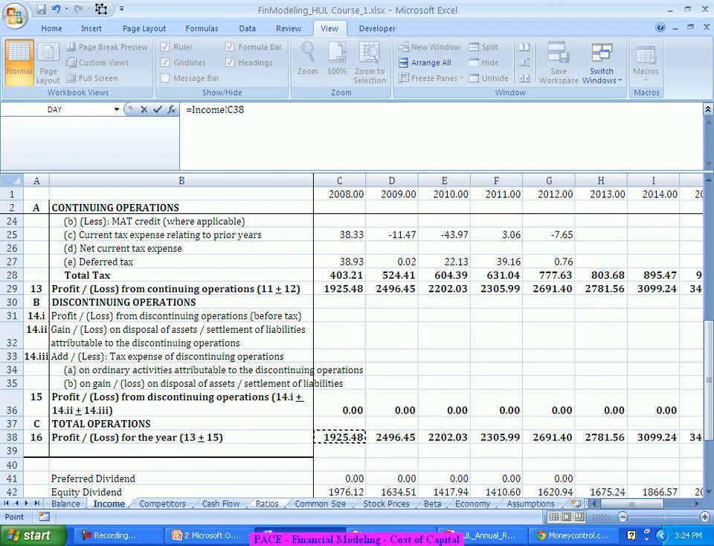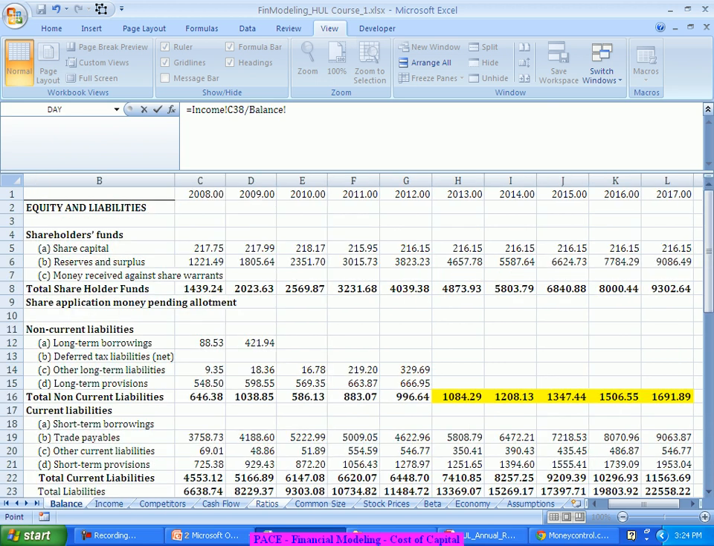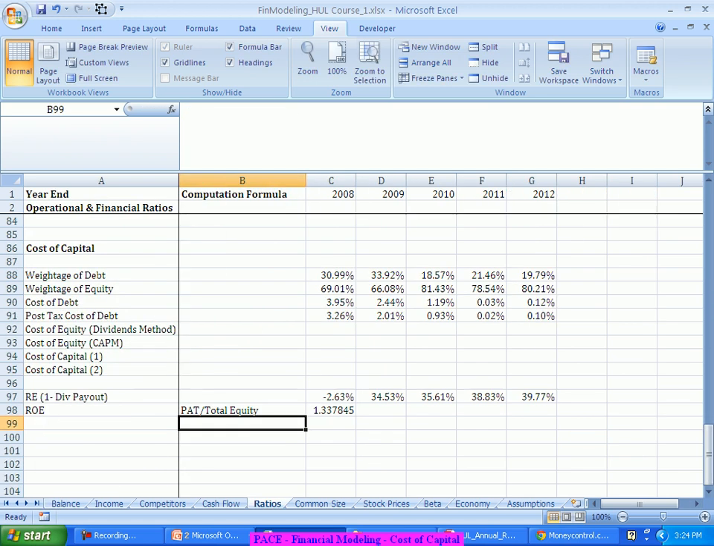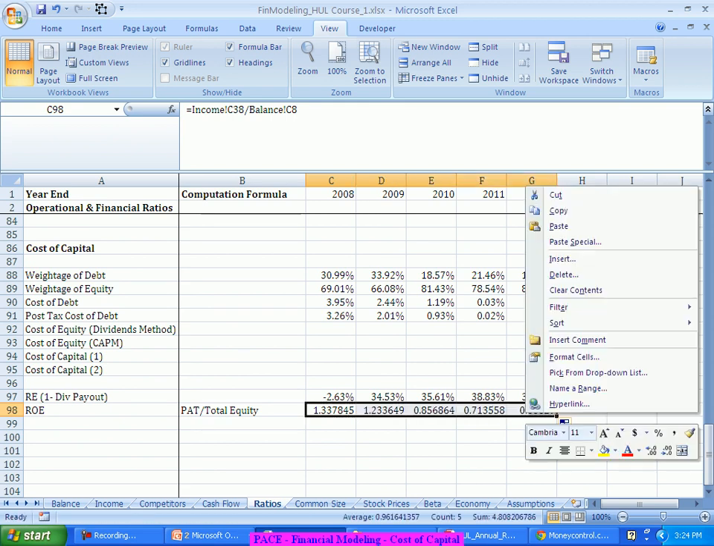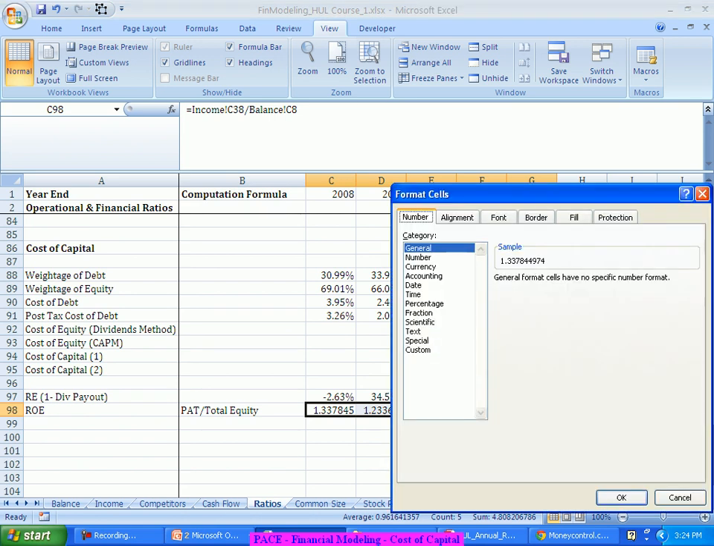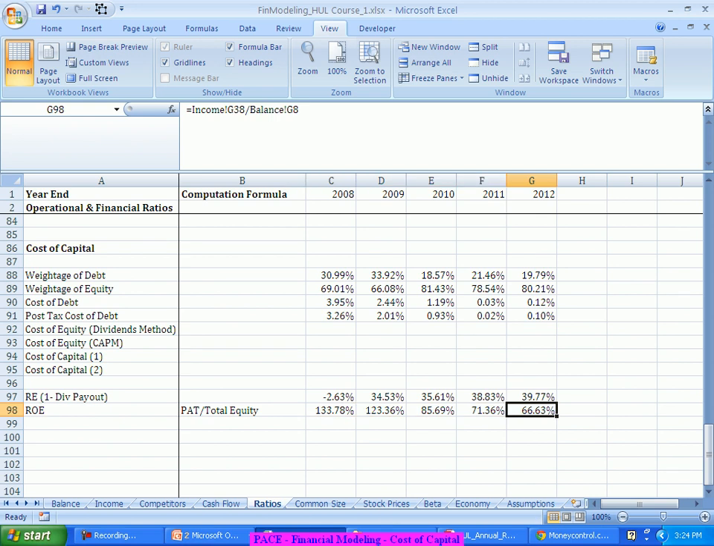This is the PAT divided by the total equity capital, which is this number. So this is the return on equity. And slowly we are seeing that it's almost 66%, which is the return on equity currently.